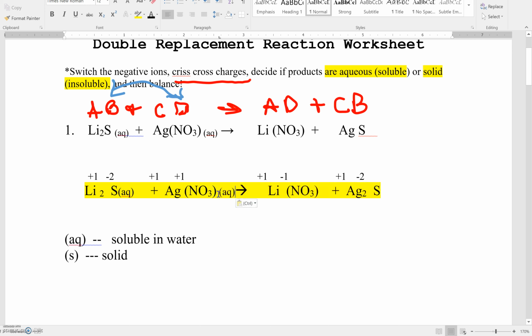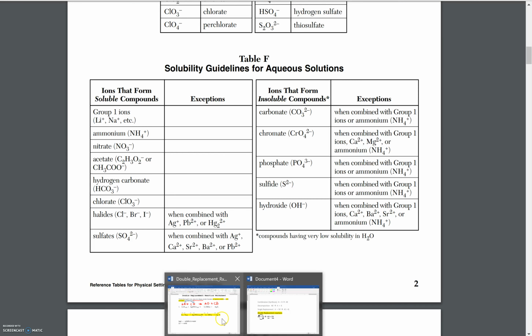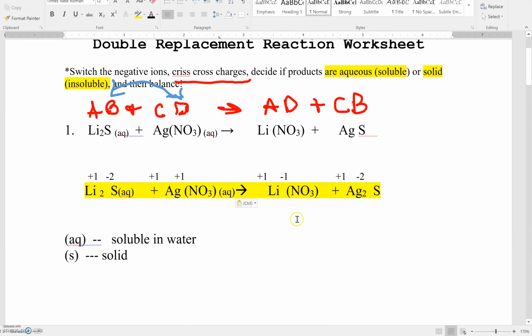Silver nitrate, soluble in water. Why is that soluble in water? Well, nitrates, if you remember from table F, are soluble in water with no exceptions. So silver nitrate is soluble in water. So I put an AQ next to it. What about lithium nitrate? Well, lithium is group 1, so this should be soluble, but nitrates also are, so this is definitely soluble in water.